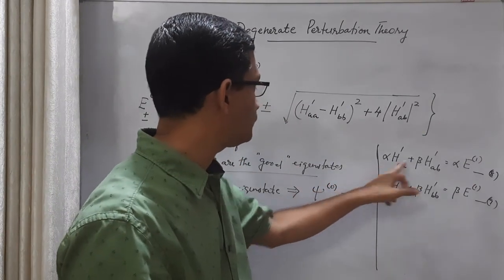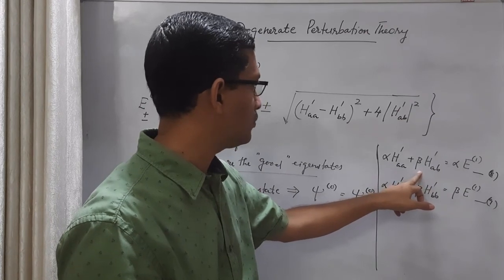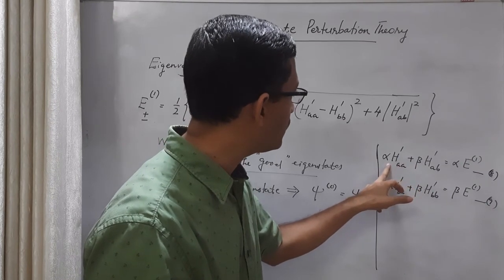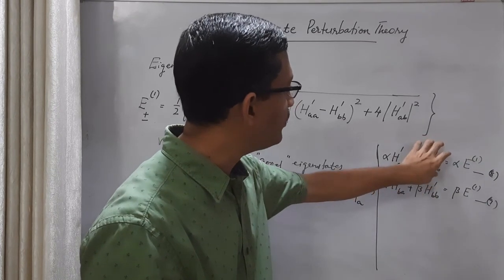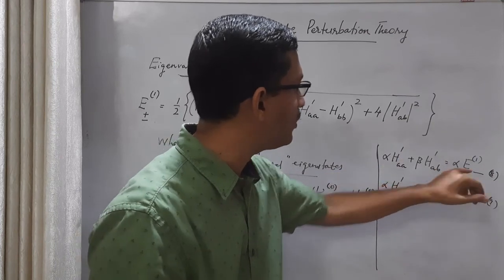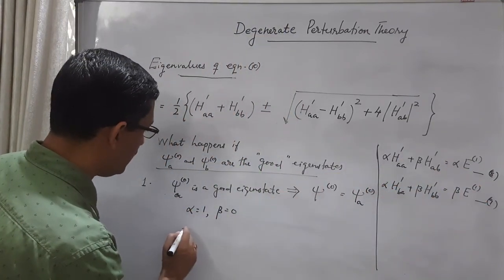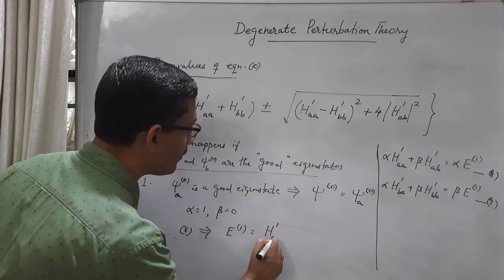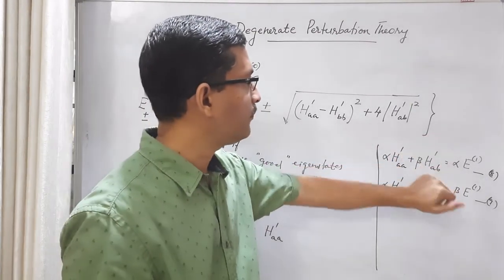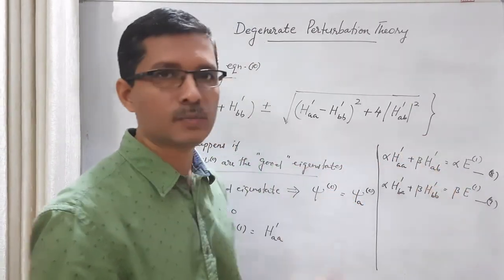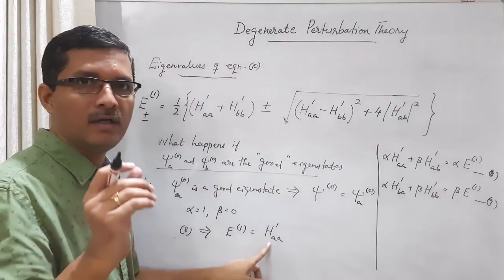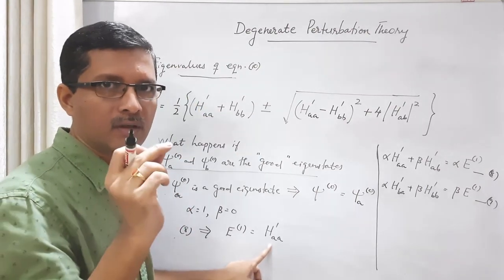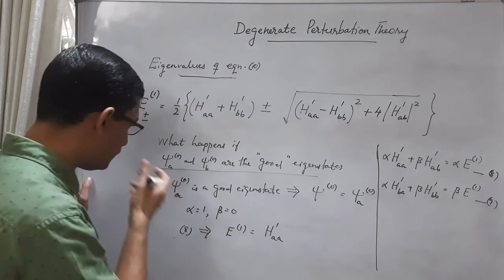First let us look at equation 8, with alpha equal to 1 and beta equal to 0. When beta equal to 0, this term is gone. When alpha equal to 1, equation 8 gives E1 equal to h prime AA, correct? So the first order correction in energy is h prime AA. What is h prime AA? It is the first diagonal element of the matrix of the perturbing Hamiltonian.